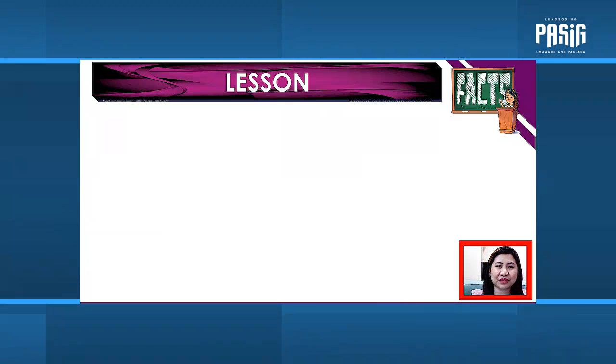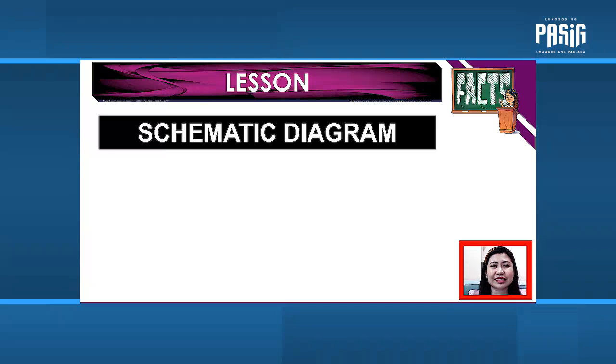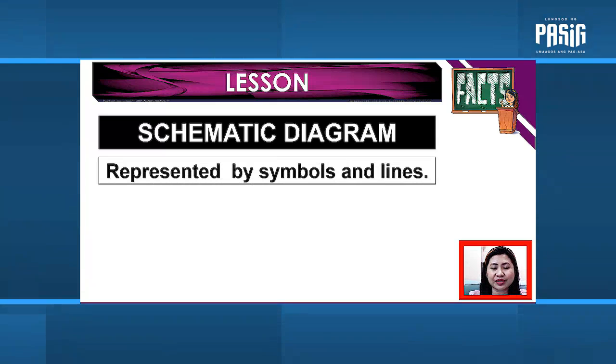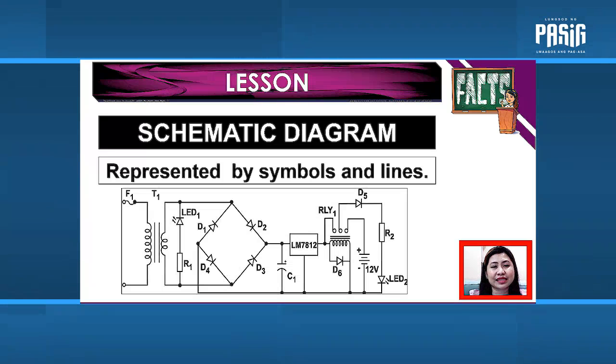And the second diagram is a schematic diagram. It is a type of drawing that shows connections represented by symbols and lines. It helps in showing series and parallel connections and as well as exact terminal connections of components. Here is an example of a schematic diagram. As you can see, the components are represented by schematic symbols and it shows the terminal connections. This is a detailed diagram.